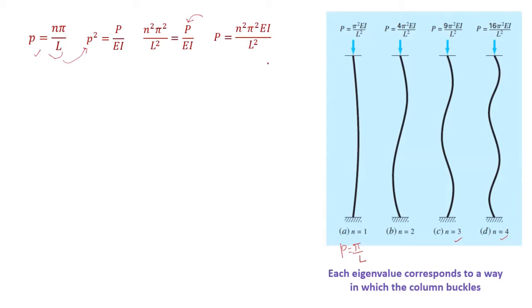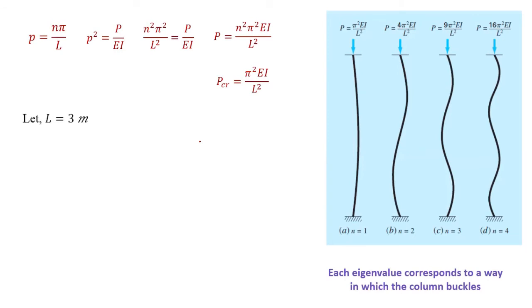Now what is critical load? Critical load is the load at which this first bend is observed, right? And this first bend corresponds to n equal to 1. So when we put n equal to 1, we will get our critical load, that is P critical is equal to pi square EI over L square. So our compressive load P should be less than the P critical for our safer limit.